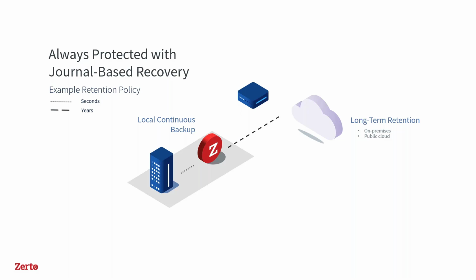That's for compliance needs, for that second line of defense, because your journal is the first line of defense. This allows you granular recovery, with seconds of granularity. It allows you to recover quickly because the journal is stored on production grade storage. And it's all being protected with that same engine that has made Zerto the DR application of choice for large enterprises.